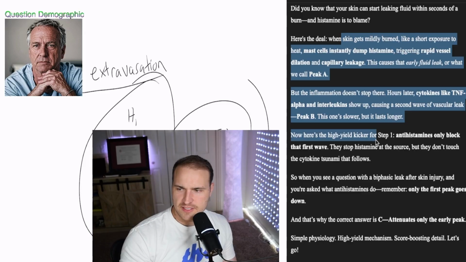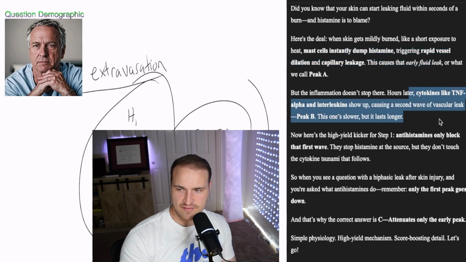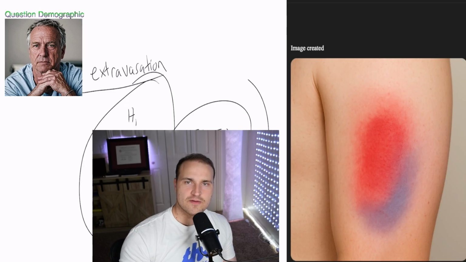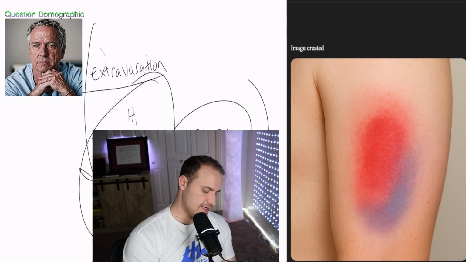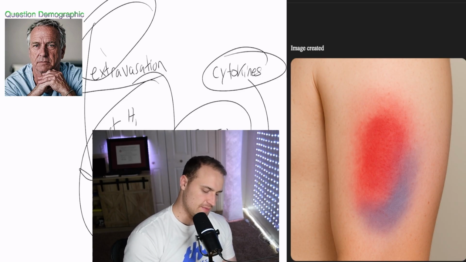So here's a little explanation if you want to pause. There's that first wave, second wave. Mast cells dump histamine, get dilation and capillary leakage, early fluid leak, and then cytokines like TNF alpha show up. There's a second wave, right? So our first, histamine, mast cells, and then you have the swelling that's caused by the cytokines. Histamine, cytokines.